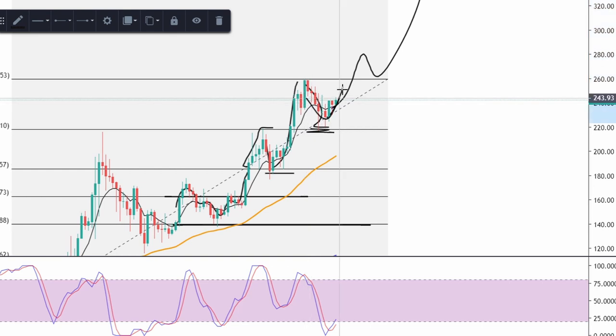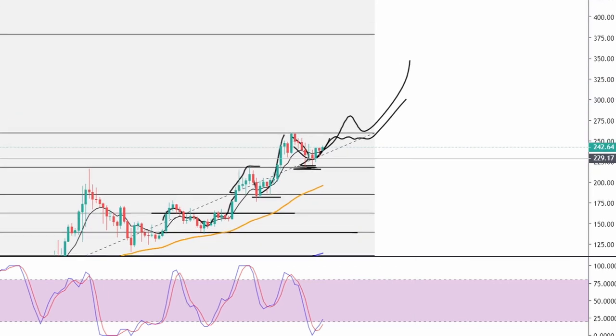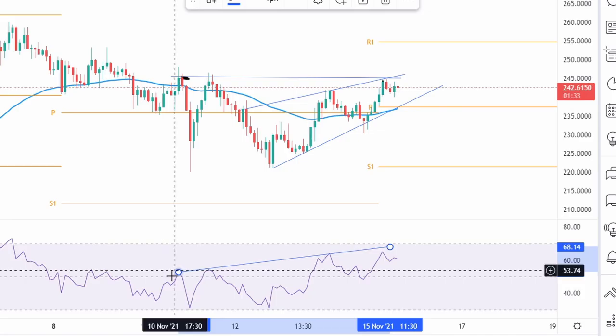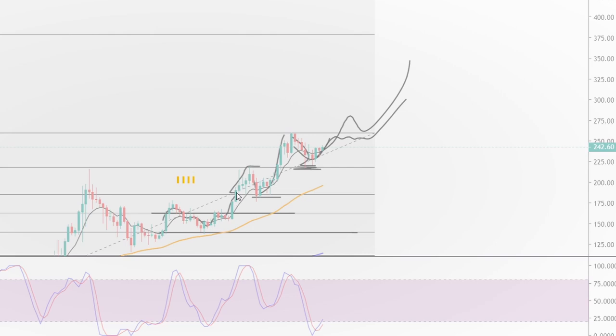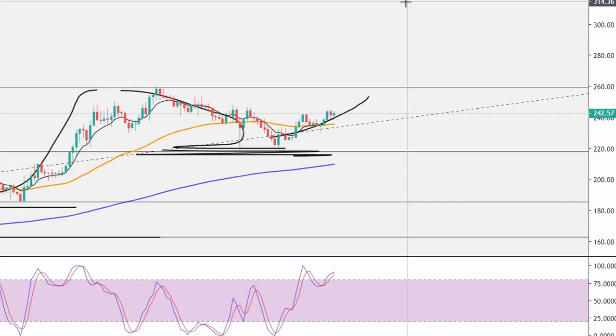Or else what it can do is from here it will consolidate for a bit and then it will break this, because the next target according to Fibonacci is around 379, which is a bit higher, and so it will definitely go up to this level. The cup pattern that it is showing on the stochastic RSI indicator, and the bullish divergence.